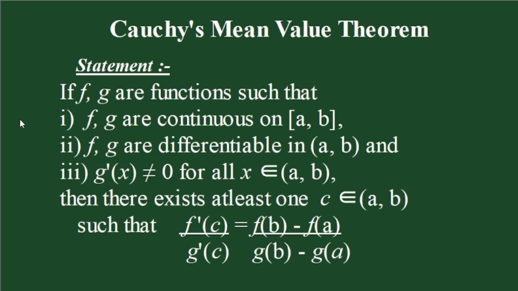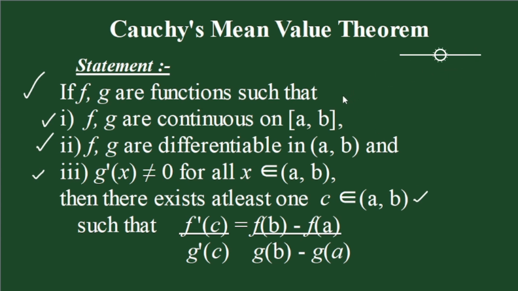What is Cauchy mean value theorem? You are given two functions, f and g, such that f and g are continuous on the closed interval [a, b], f and g are differentiable in the open interval, and g dash x is not equal to 0 for all x belonging to the open interval (a, b), then there exists at least one c in the open interval (a, b) such that f dash c by g dash c equal to f(b) minus f(a) by g(b) minus g(a). This is the statement of Cauchy mean value theorem.